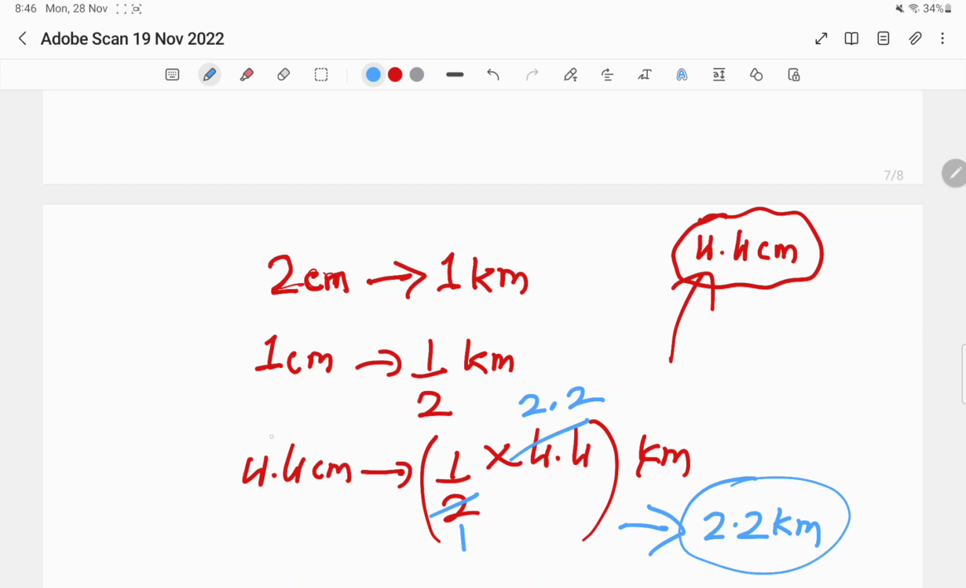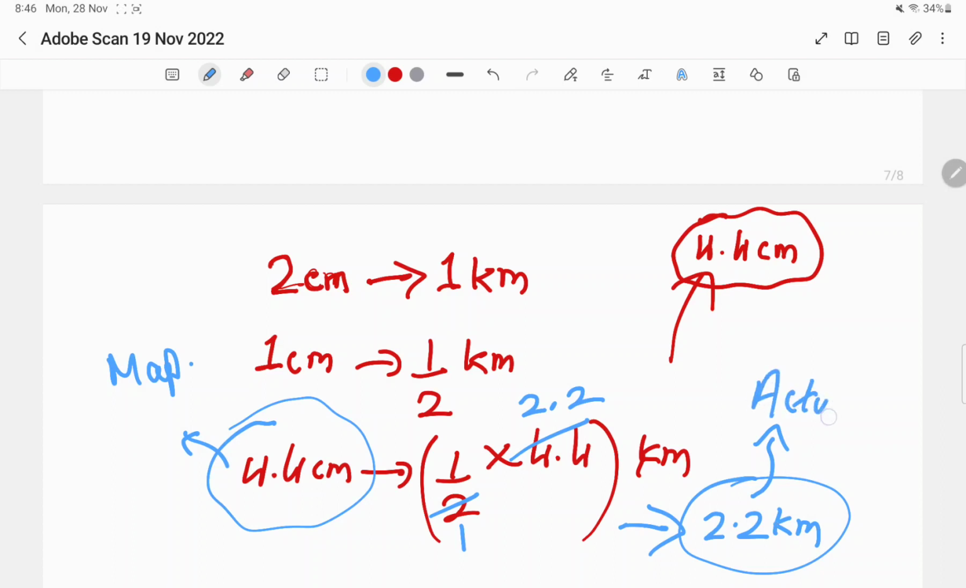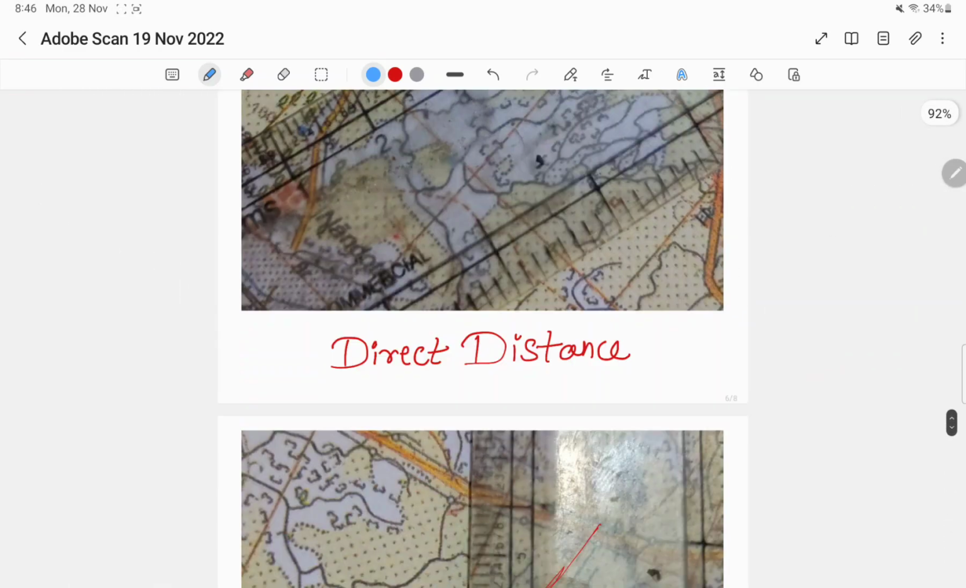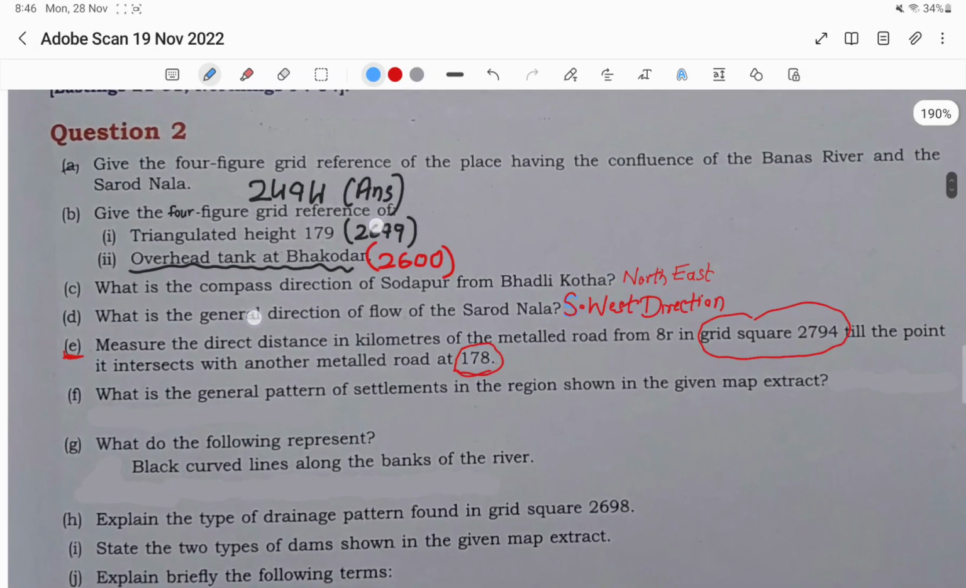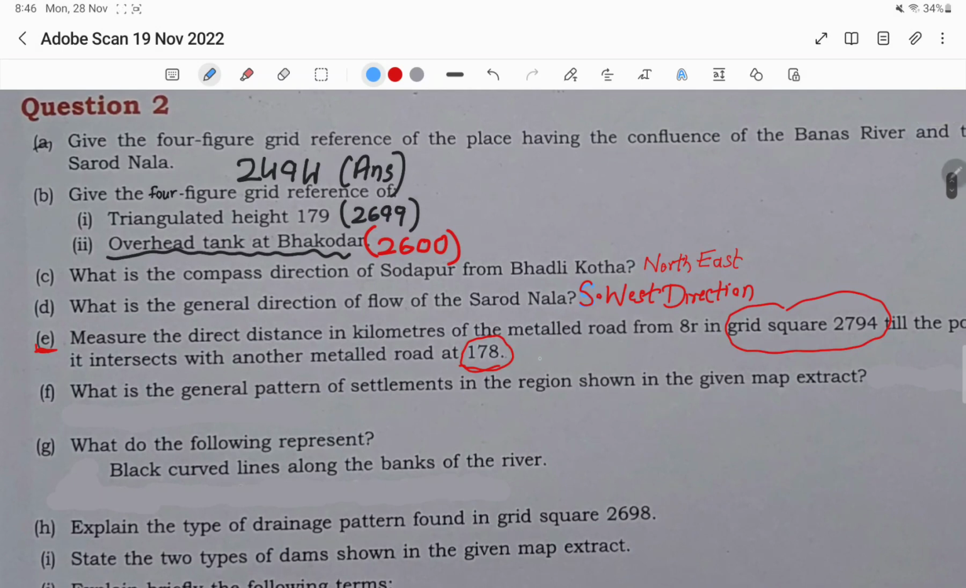So basically what does it mean? That this 4.4 centimeters on the map will exactly reflect 2.2 kilometers of actual distance. So our answer for this will be 2.2 kilometers.